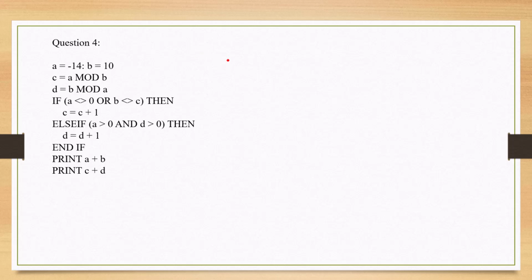In the fourth output question, we have A, B, C, D. So we'll be making 4 columns, A, B, C and D. Okay. The value of A is given minus 14, B is given 10. Then it is written A mod B, that is minus 14 mod 10. That is going to be minus 4.